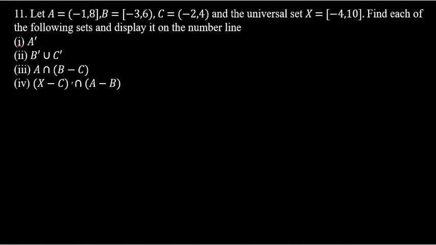The universal set is what? x equal to -4 and 10. Then find each of the following sets and display it on the number line. So let's start with the first one. With the first one, which is what?